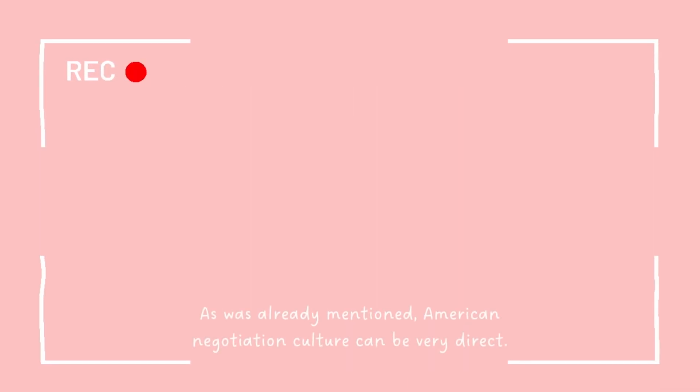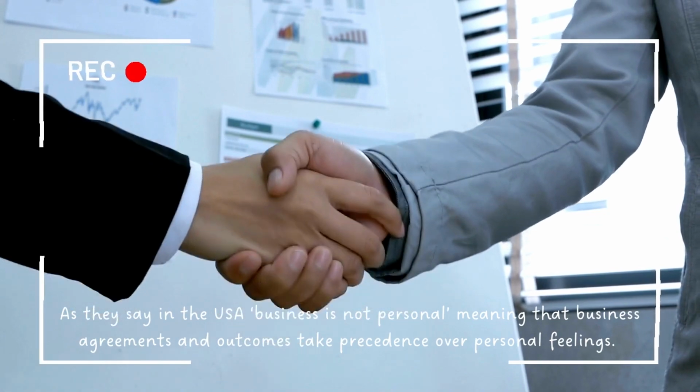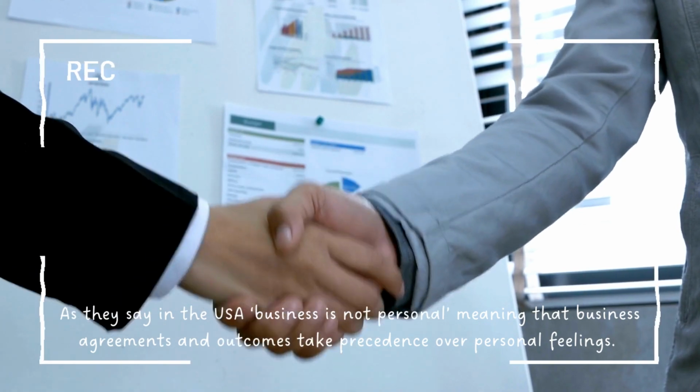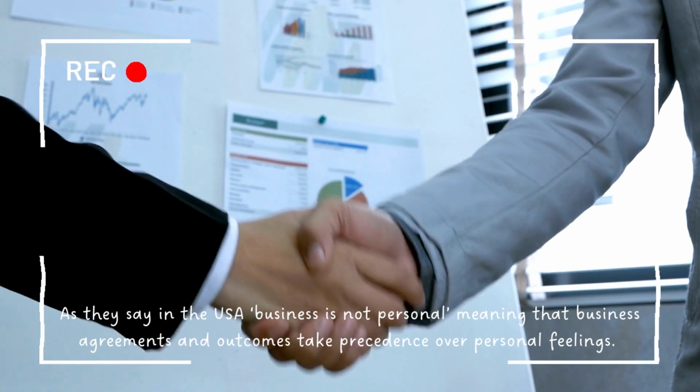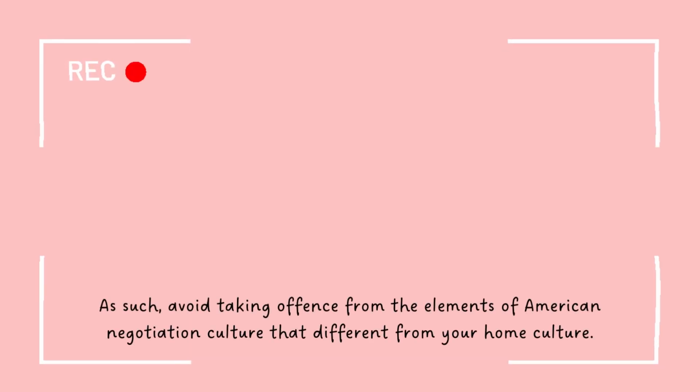As was already mentioned, American negotiation culture can be very direct. Their proceedings are prescriptive, and trust is placed in the contract as opposed to in relationships. As they say in the USA, business is not personal, meaning that business agreements and outcomes take precedence over personal feelings. As such, avoid taking offense at the elements of American negotiation culture that are different from your home culture.